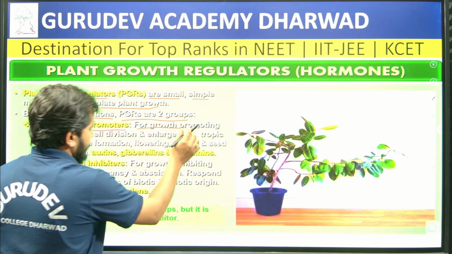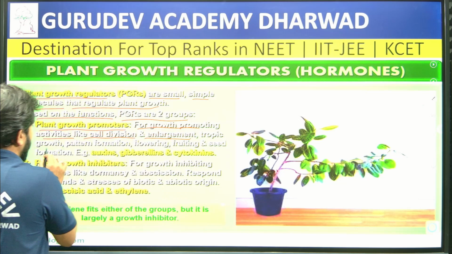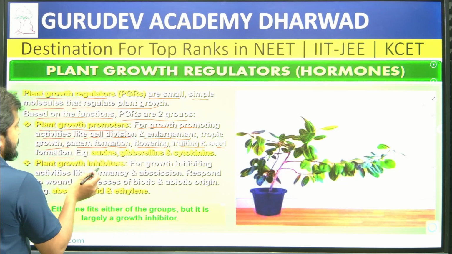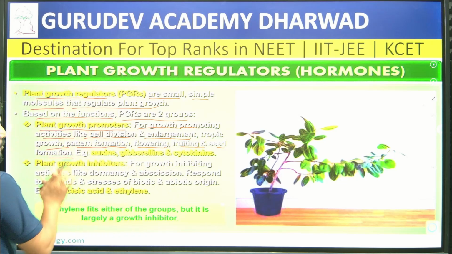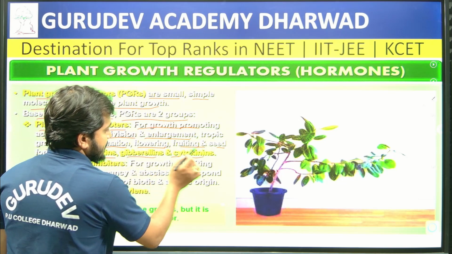Growth-promoting activities like cell division and enlargement, tropic growth, pattern formation, flowering, fruiting and seed formation are carried out by means of plant growth promoters. The examples given are auxin, gibberellin and cytokinin.